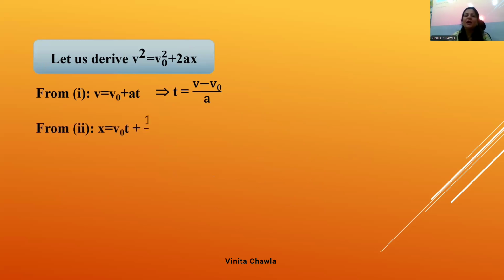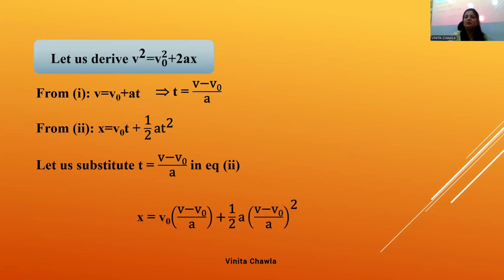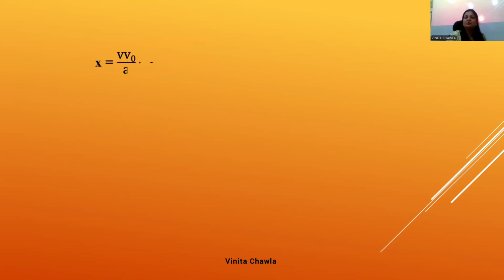Okay. And from second equation, we have X is equal to V naught T plus half AT square. So we'll simply substitute this value of T in equation 2. From equation 1, we will put this value in equation 2. So for T, we'll write V minus V naught by A everywhere, wherever we have T in the second equation. Okay, so we'll get this. Now, we will solve this. Expand this.